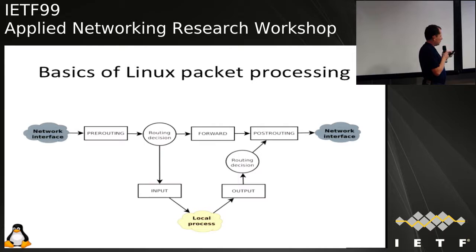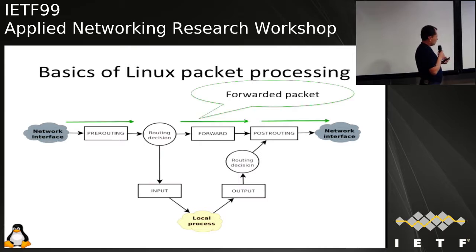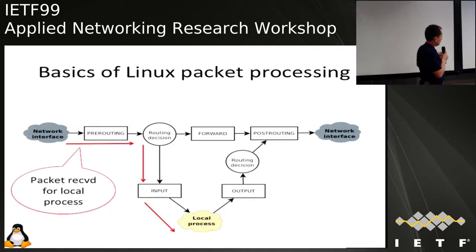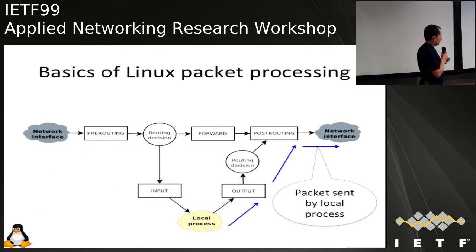And typically, you have three paths inside the Linux kernel to process packets. The first one is the horizontal path where you will forward IPv6 packets, where you have pre-routing, routing decision, then forwarding and post-routing. If the packet is destined to the node, then you will do pre-routing. You check that the packet is local, and then you do the input processing. And if you send the packet from the node to the outside, then you have the output processing, the routing decision, and the post-routing to send the packet.